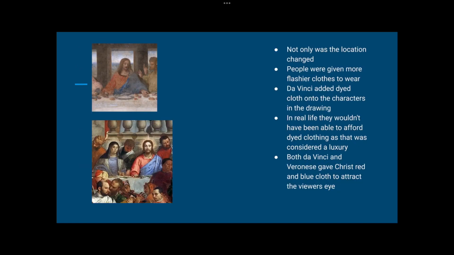Not only was the location changed, people were given flashier clothes to wear. Da Vinci added dyed clothing onto the characters in the drawing. Veronese also added red and blue clothing onto Christ himself. Both artists did this to attract the viewer's eyes straight to Christ, as he was also in the middle of the painting.